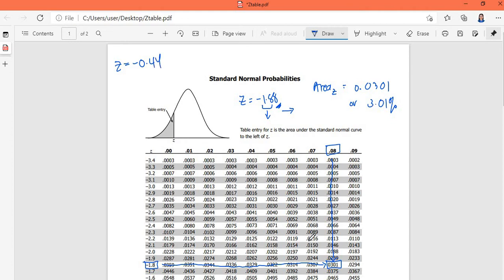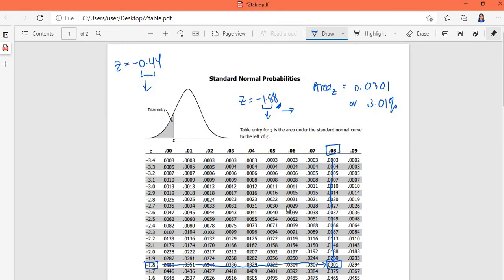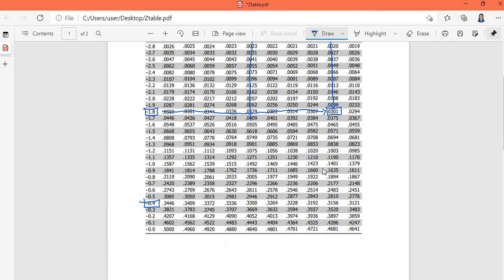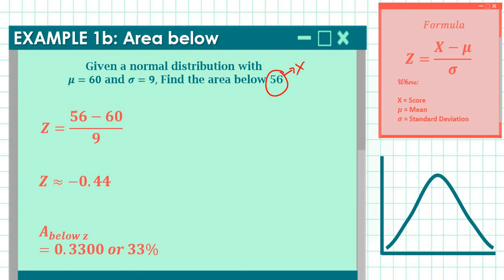So we just need to scroll down a little bit. The first 2 digits is negative 0.4. So that's our movement downward. Negative 0.4 is here. And then, to move to the right, the basis is the last digit, which is 4, which is here. So basically, we just need again to identify their intersection. Again, reminder to be very careful. Then the intersection is 0.3300, or that will be in terms of percent, 33%.